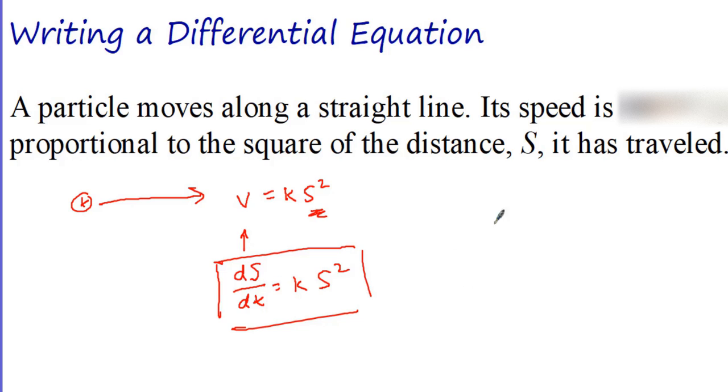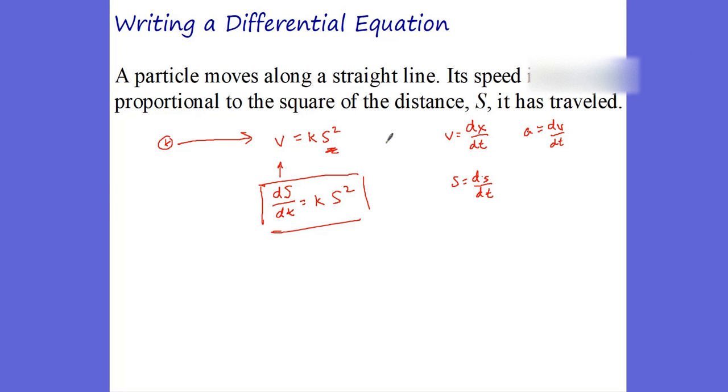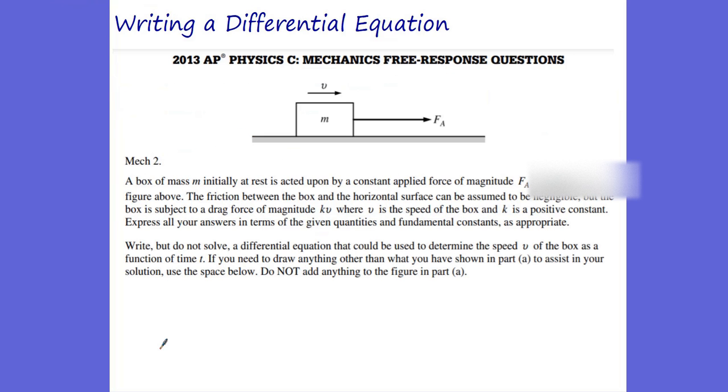And so you can see, velocity equals the change of position with respect to time. Acceleration is the change of velocity with respect to time. And of course, speed is the change of distance, I'll put distance as a little s, with respect to time right there. And so you can see this is how we write a differential equation. This shows up in AP Physics calculus all the time.